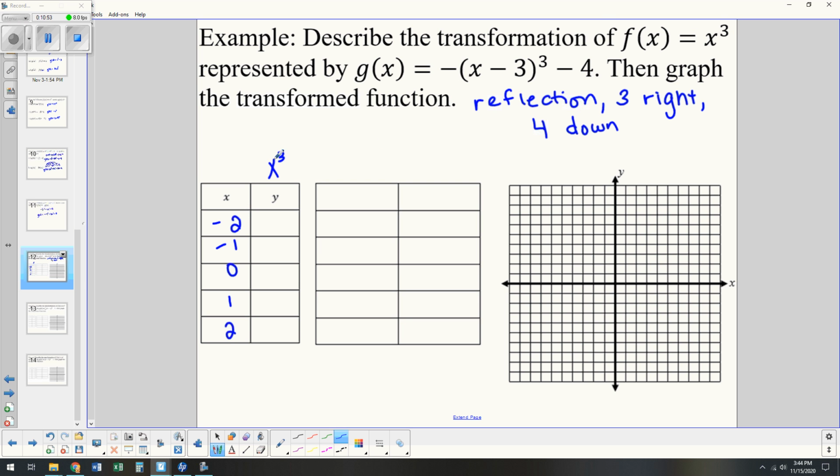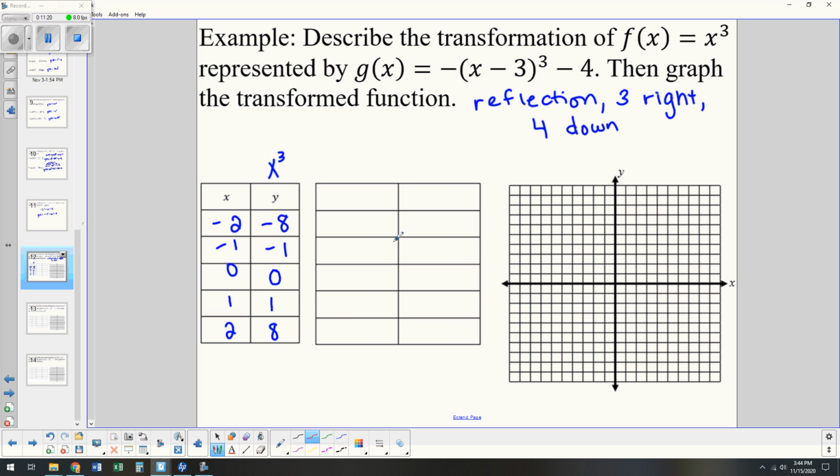So if I take -2 and put it in, -2 times -2 times -2, I get -8. And -1 to the third power is -1. 0 to the third power is 0. 1 to the third power is 1. And 2 to the third power is 8. All right, so that's my x cubed table of values.